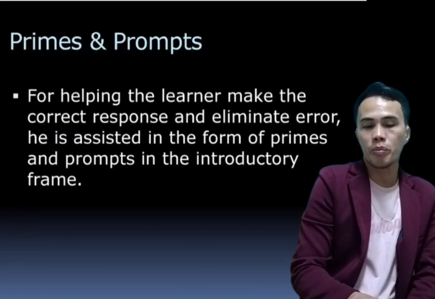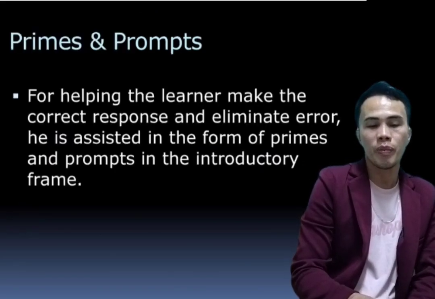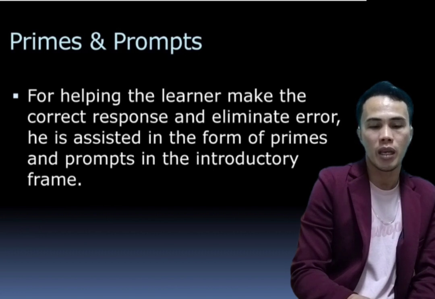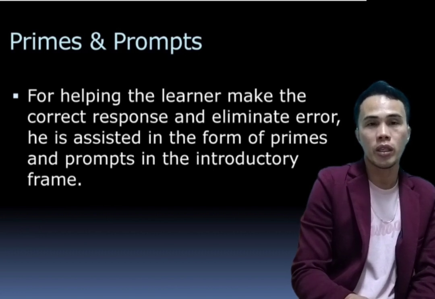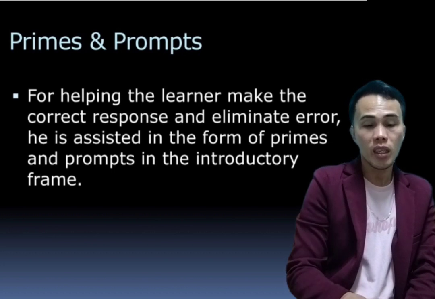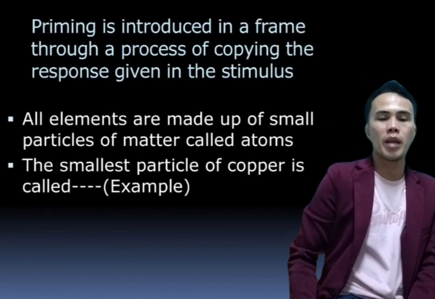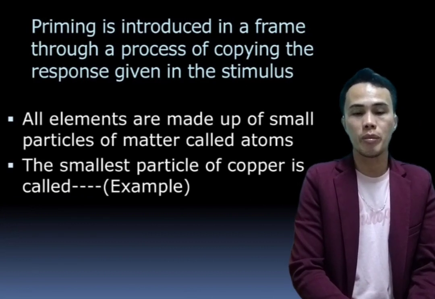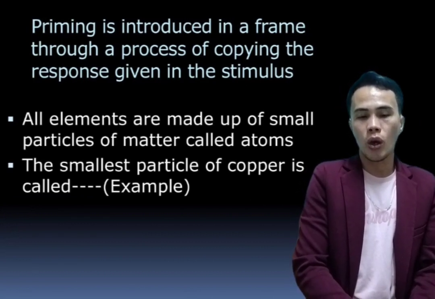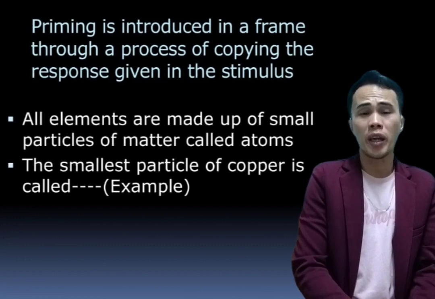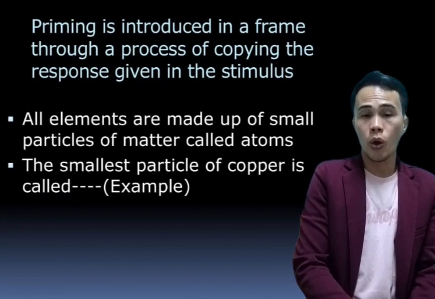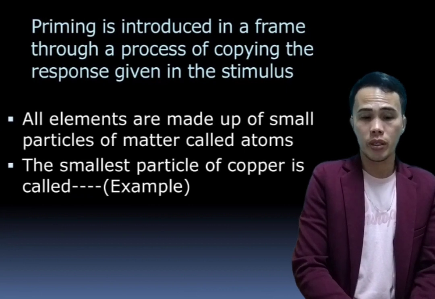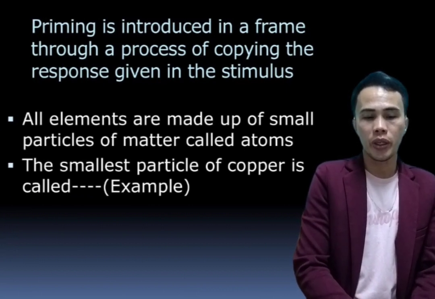So primes and prompts of the program instruction are for helping the learner make the correct response and eliminate error. He is assisted in the form of primes and prompts in the introductory frame. Priming is introduced in a frame through a process of copying the response given in the stimulus. So number 1, all elements are made up of small particles of matter called atoms. The smallest particle of copper is called.